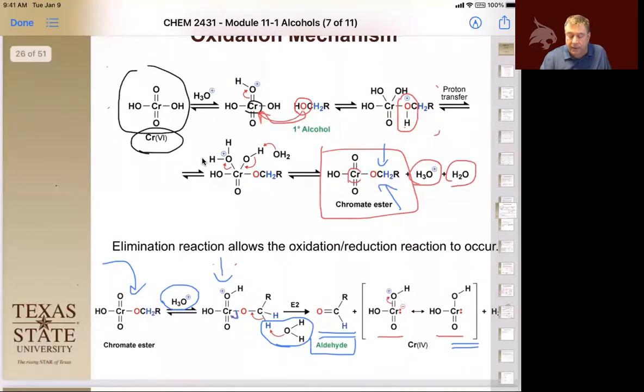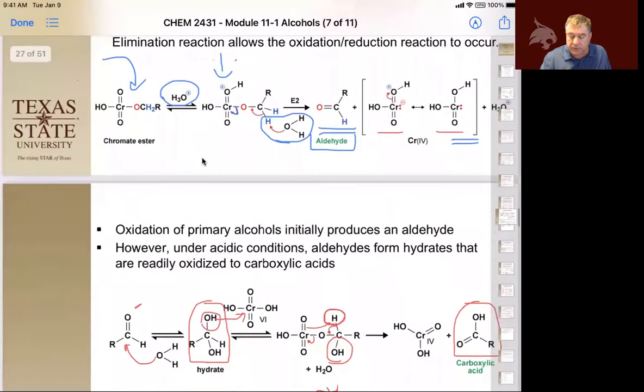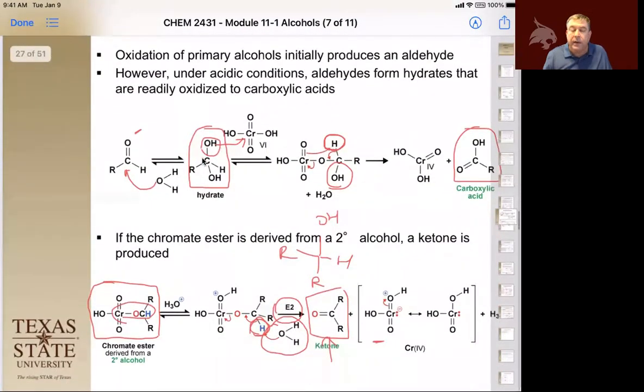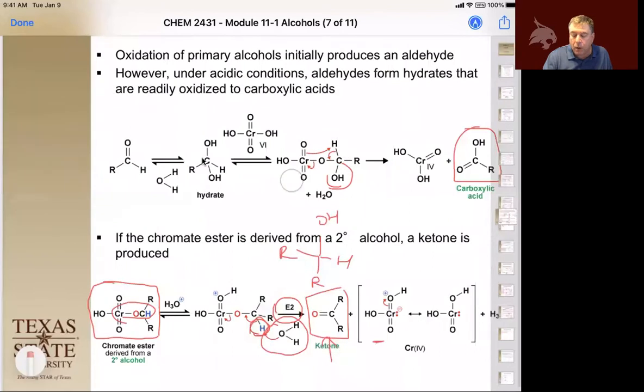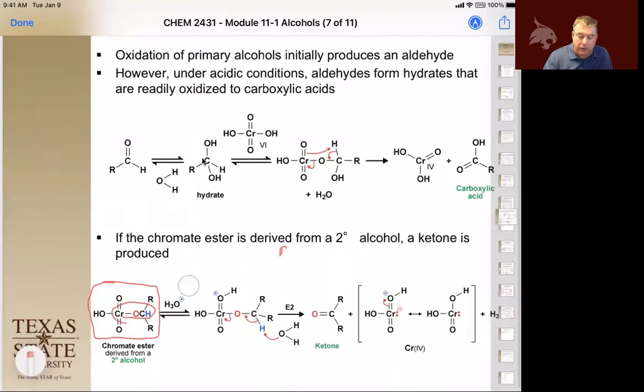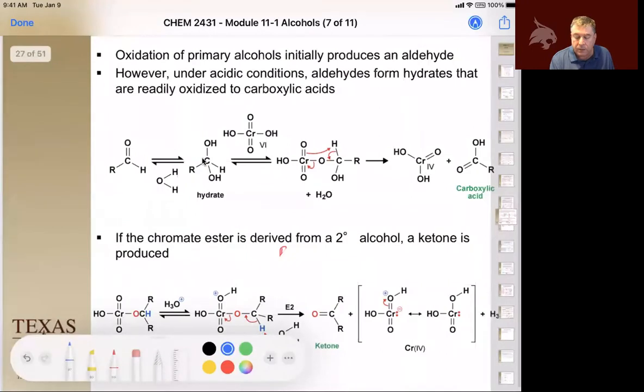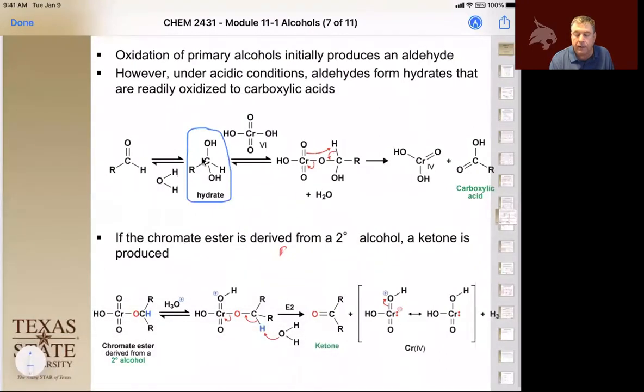Unfortunately, aldehydes are one of these interesting structures that, when we have them in the presence of water, actually form what we call hydrates. And when we form a hydrate, that means we're going to add water across our carbonyl carbon. When we do that, we end up with a geminal diol, or 2 alcohols on the same carbon. And so this compound right here then has an alcohol on it.